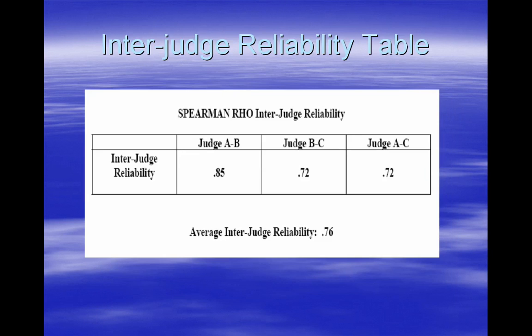And here's a summary table at the end. You can see the intercorrelation, the interjudge reliability, between judges A and B was 0.85. We did calculations for judge B and C, that was 0.72, and between judge A and C, that was also 0.72. And so when we take those three scores and average them, we get 0.76 with some decimal places. And we usually report these to just 2 decimal places. So the interjudge reliability for this particular example with 3 judges and 5 performers is 0.76.